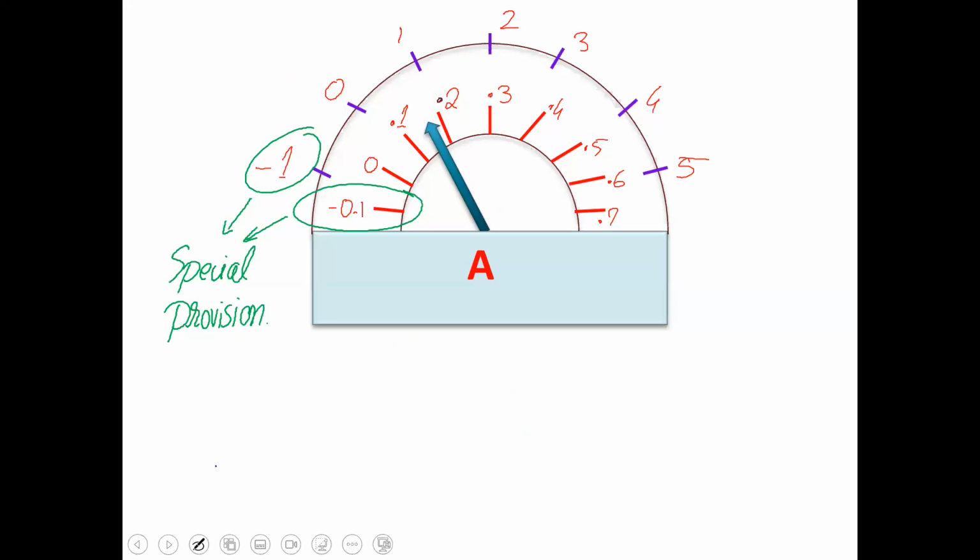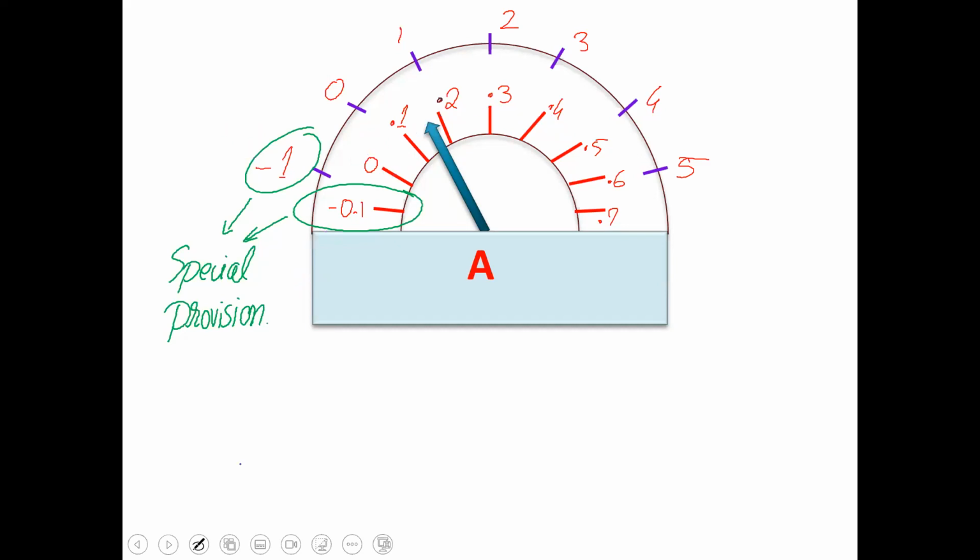Now, our next concept. When such double range meters are designed, there are always some entries before the zero. You can see there is a marking before zero. Why is there a marking before zero? It is a special provision, because the needle is moving. If there is no space before zero, the needle can break. If the current reverses, because you connect the meter wrongly, it can break the meter. So they accommodate the needle movement by keeping a space before the zero mark.